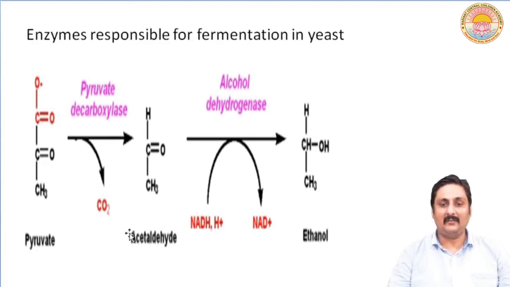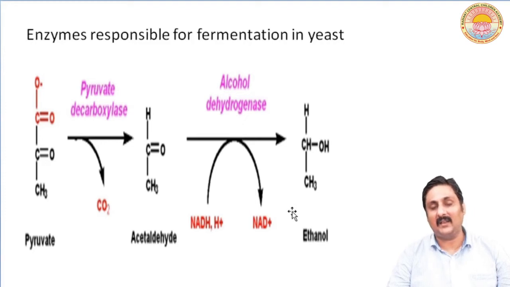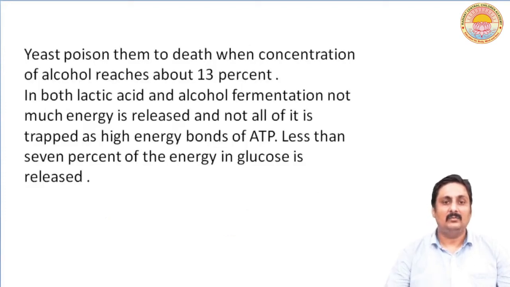Here the pyruvate is getting converted into ethanol in the presence of 2 enzymes. One is called pyruvate carboxylase and the other is called alcohol dehydrogenase. Now yeast poison themselves to death when the concentration of alcohol increases to about 13%.